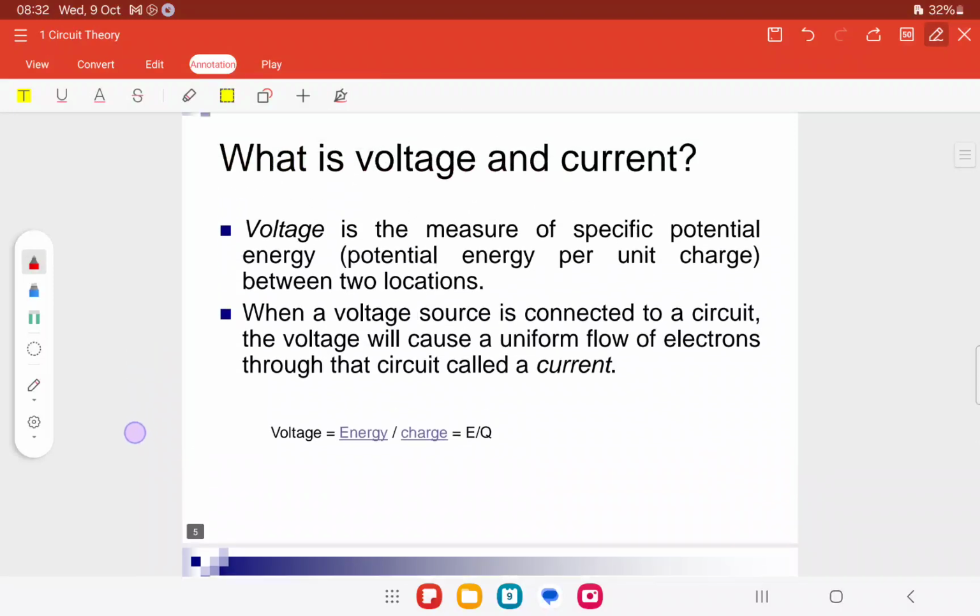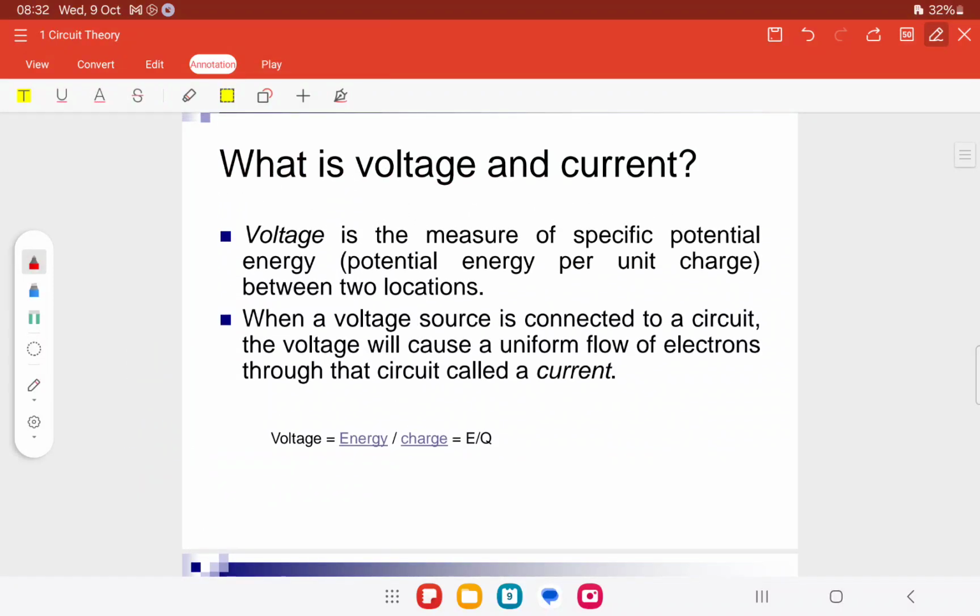Next we go for what is voltage and current. This is chapter 1, a combination of a bit of the theory part. You also need to understand the theory part, only then can we do the calculation. So this is what is voltage and current. For long sentences like this, please go through.